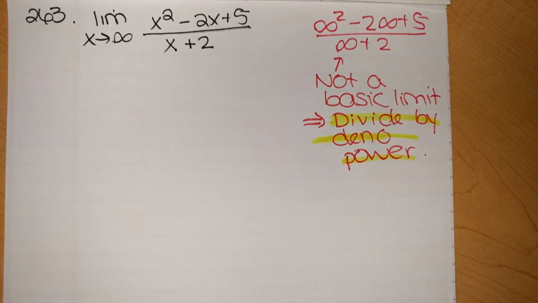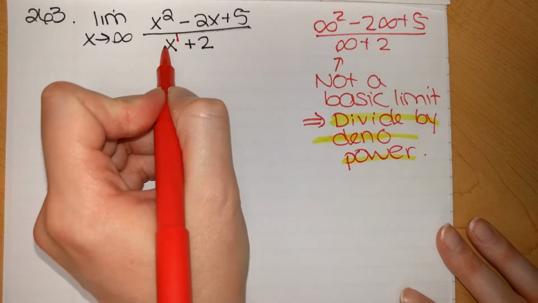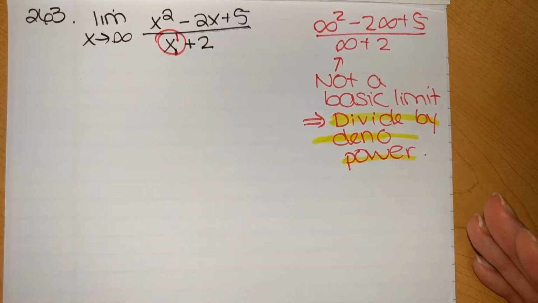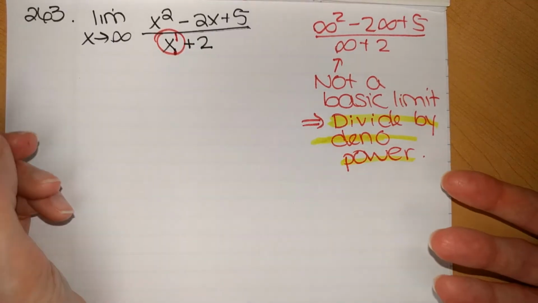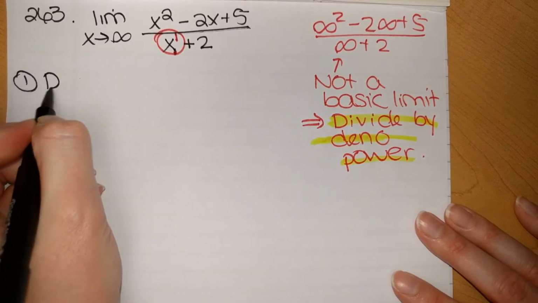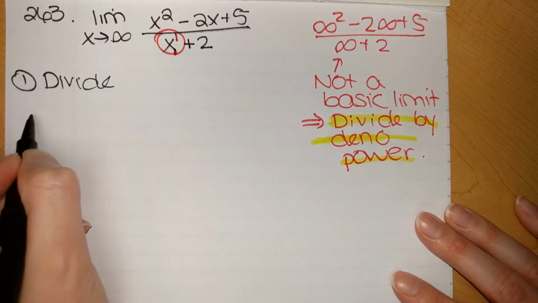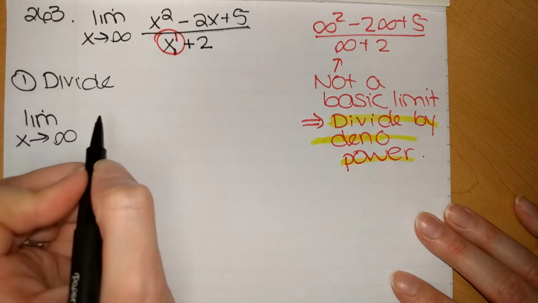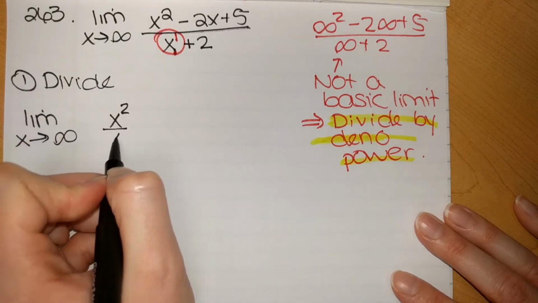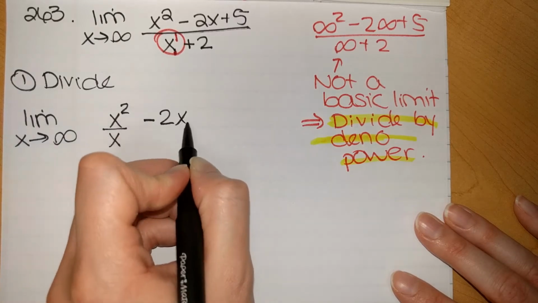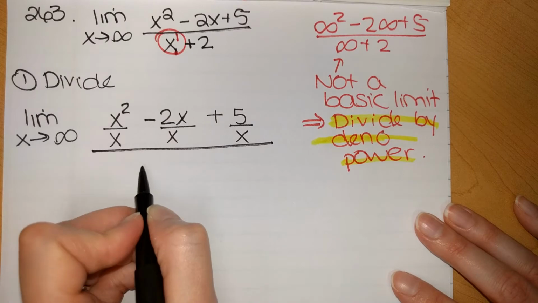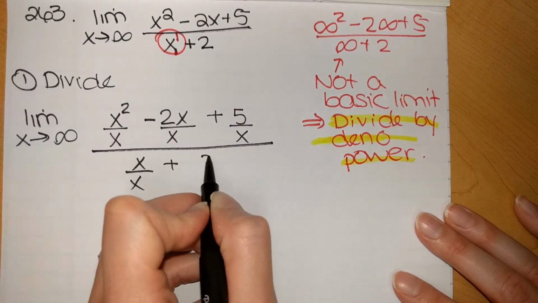denominator power, specifically the highest denominator power. Here the highest denominator power is x to the first, because this 2 would just be a constant, which would have a power of 0. So the first step is to divide, and we still have the x's, so we still have the limit notation. It's x going to infinity, x squared divided by x, minus 2x divided by x, plus 5 over x over x plus 2 over x.